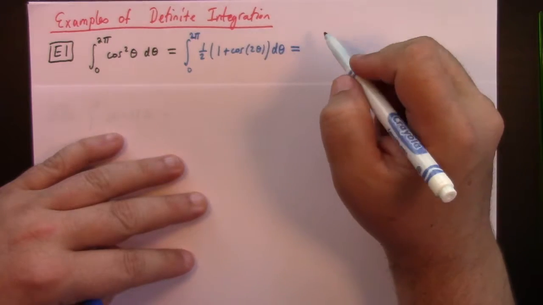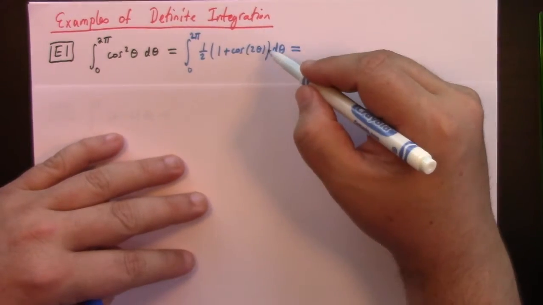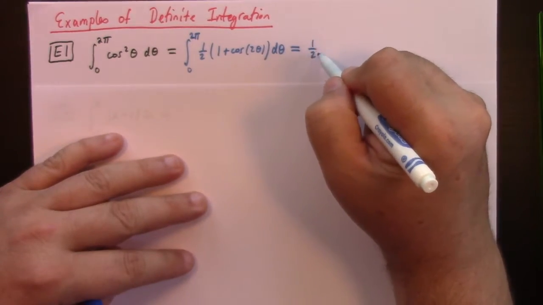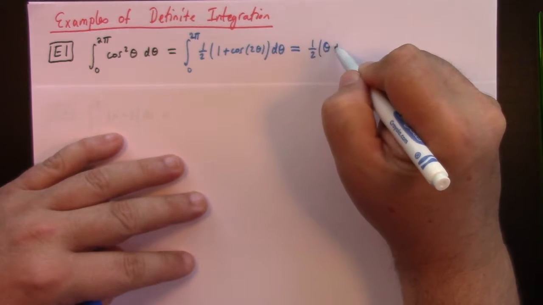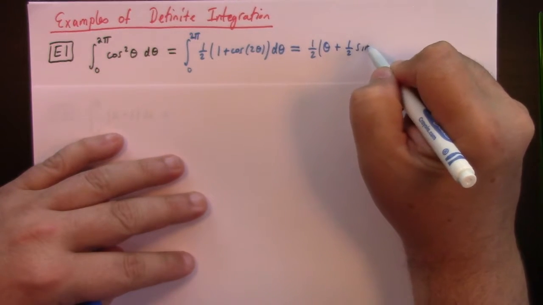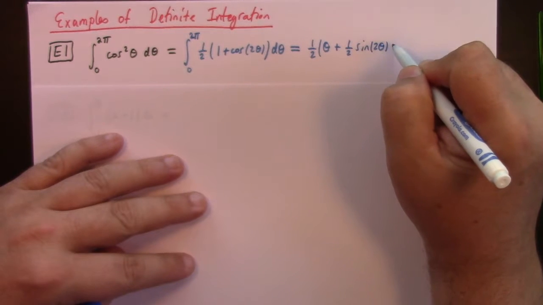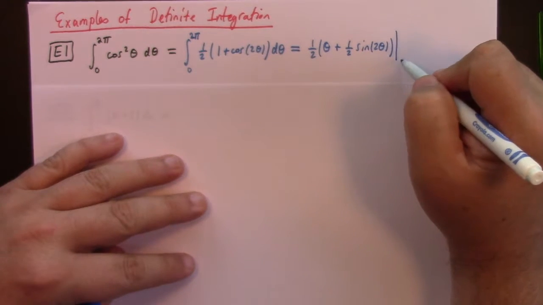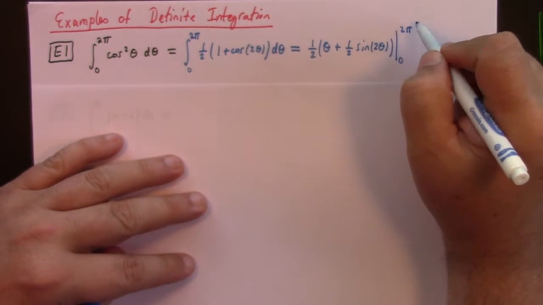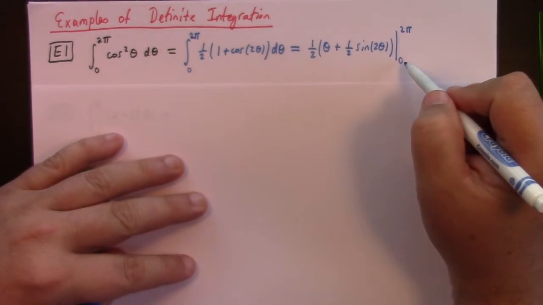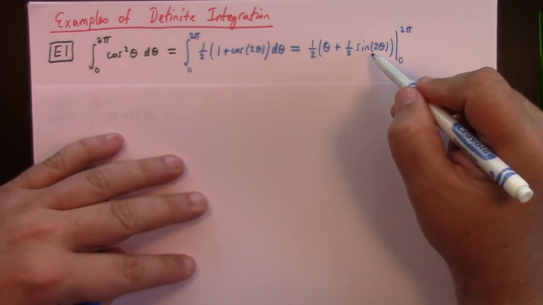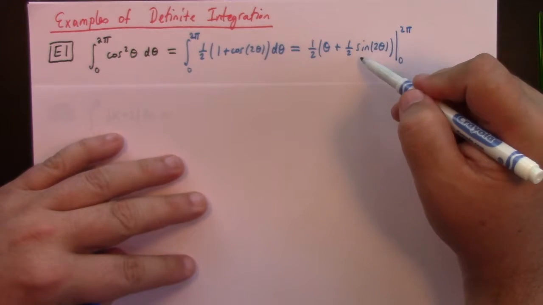And let's see here. So I can write down the antiderivative from that. It's 1/2 theta plus 1/2 the sine of 2 theta, and then that evaluates from 0 to 2 pi, right? Something pretty cool happens here. When I plug in 0, I get sine of 0, or I get sine of 4 pi. So this term drops out.